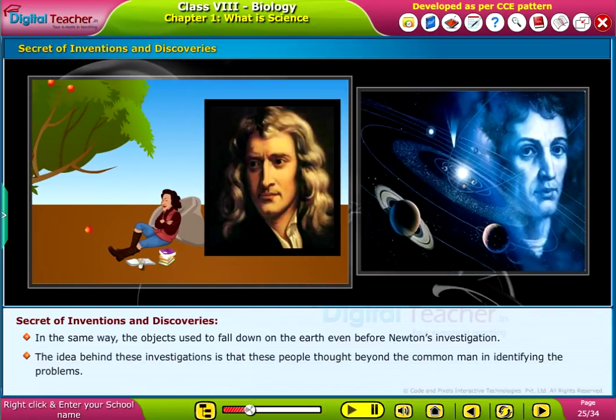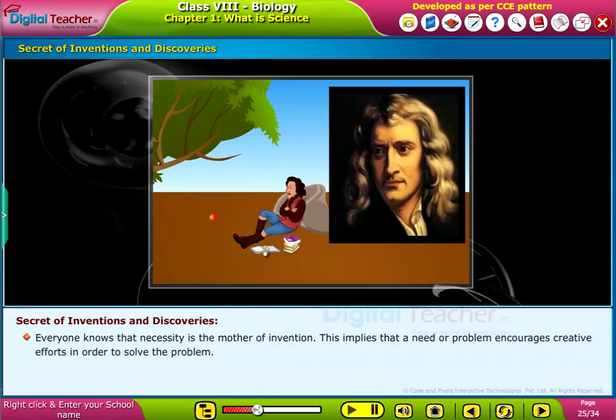The idea behind these investigations is that these people thought beyond the common man in identifying the problems. Everyone knows that necessity is the mother of invention. This implies that a need or problem encourages creative efforts in order to solve the problem.